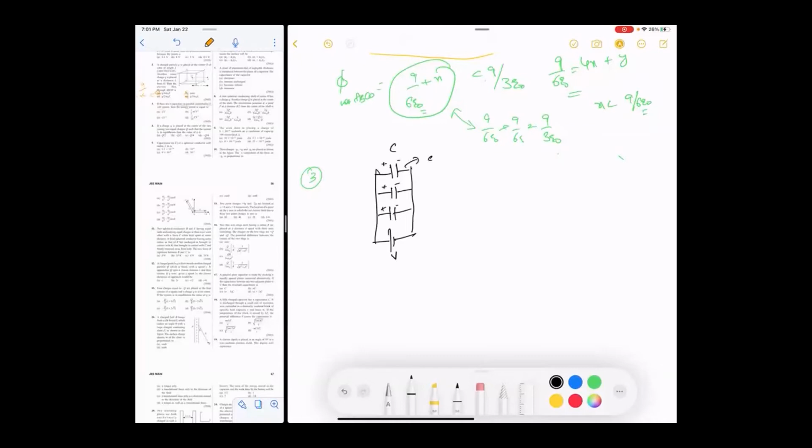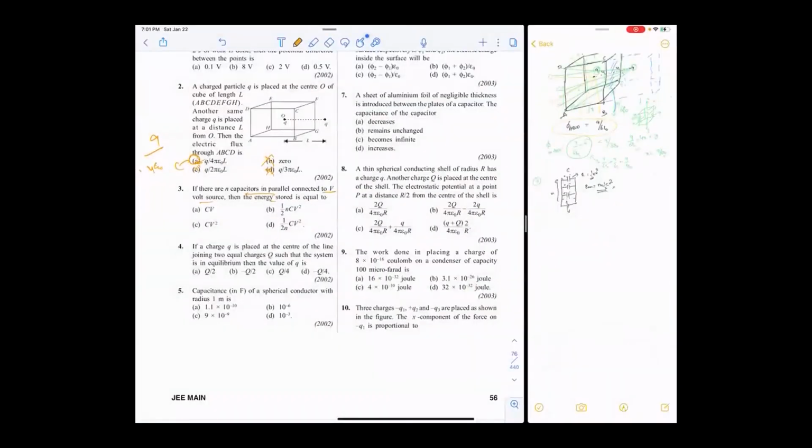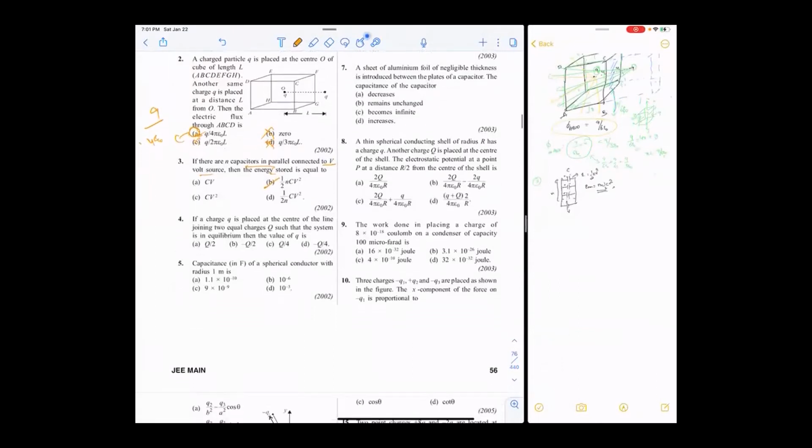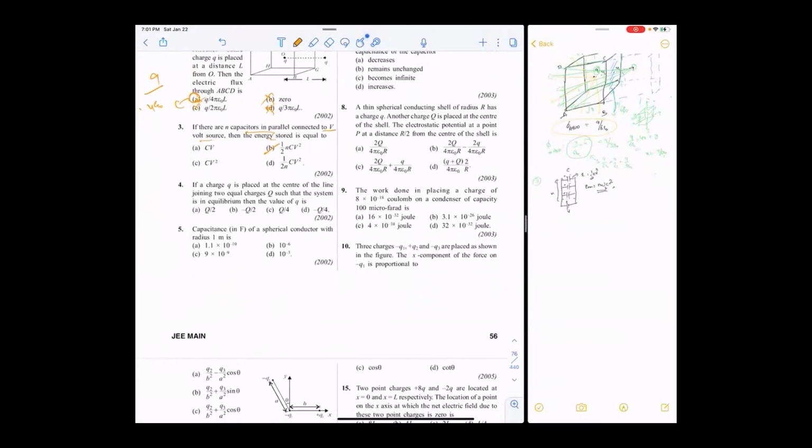What is the energy of one capacitor? Half CV square. How many do we have? Total of N capacitors are here. So total energy is equal to N times half CV square. This energy is stored in the complete capacitors. Is it clear? Hope you understood.